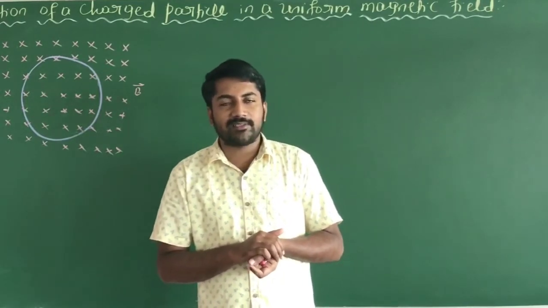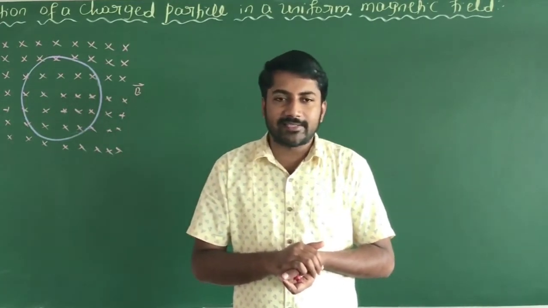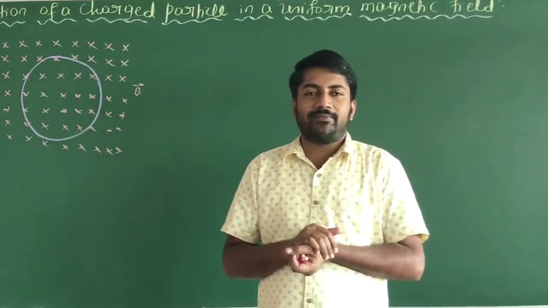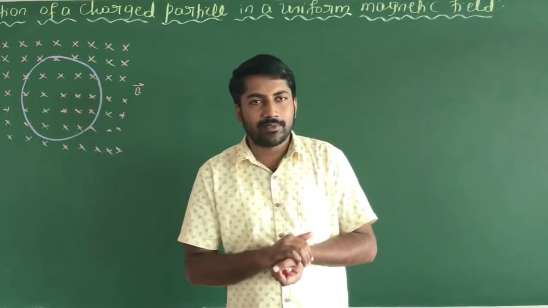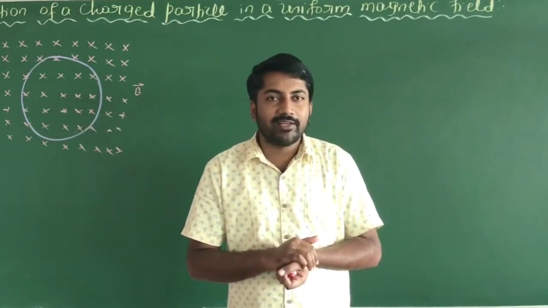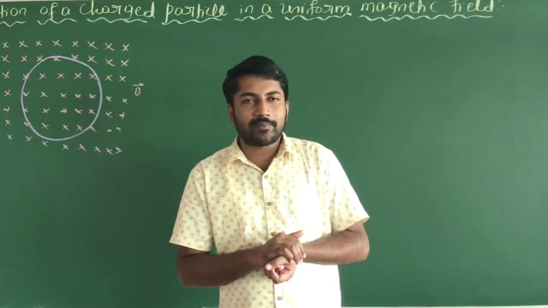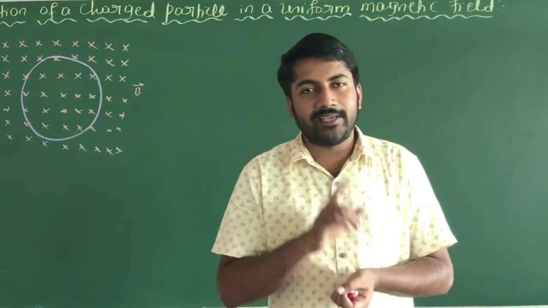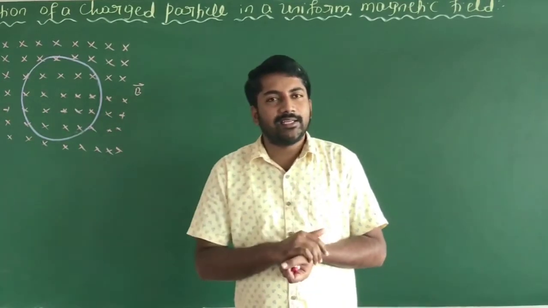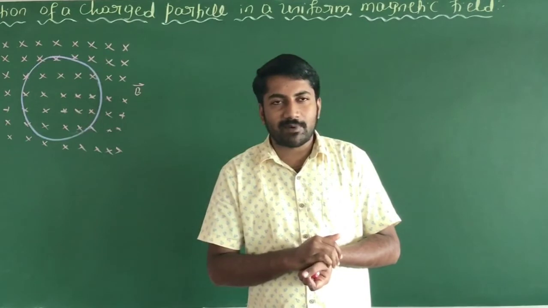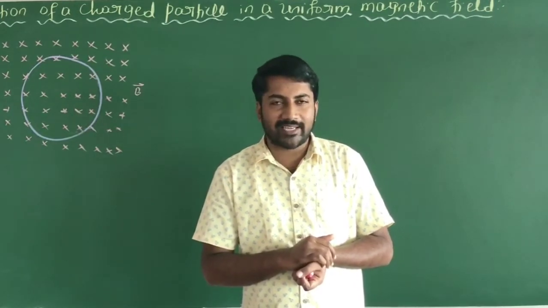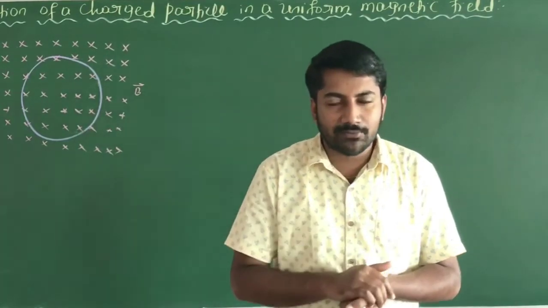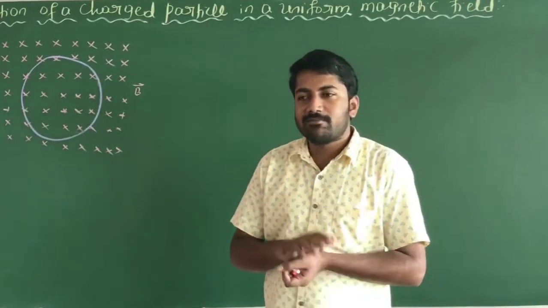Uniform magnetic field means the magnetic field is equally distributed throughout that space. In previous classes, we saw the magnetic force on a current carrying conductor. We get the equation F is equal to Q into B V sin theta. If theta equals 0 degree or 180 degree, the force acting on the charged particle is 0. There is no force acting on that charged particle. If theta equals 90 degree, the force acting on that charged particle is maximum.